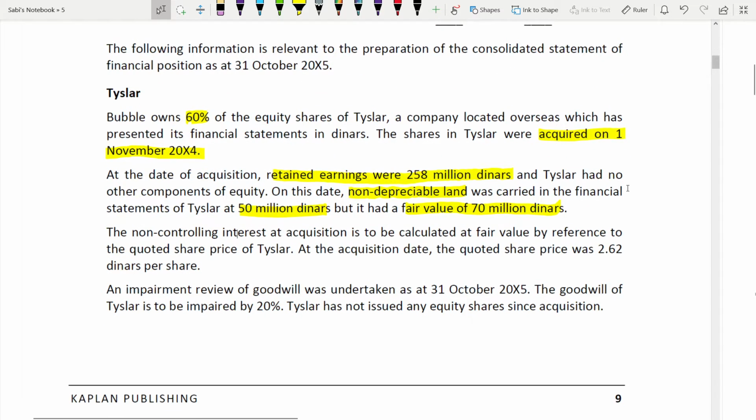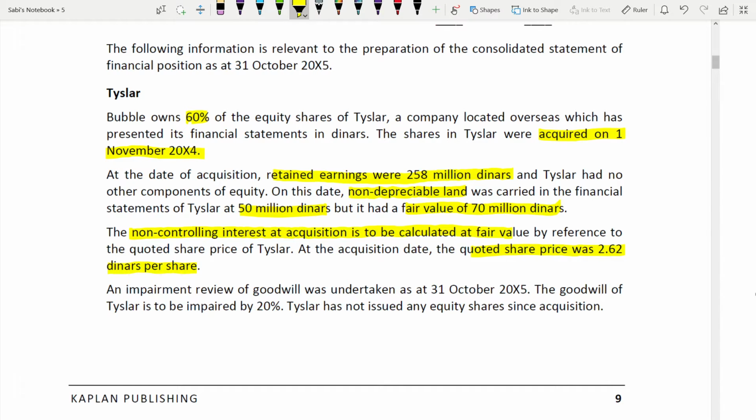Next, NCI at acquisition is to be calculated at fair value by reference to the quoted share price of Tesla. So NCI is at fair value. What is the fair value? Directly they didn't give you the fair value, but you have to calculate that fair value. The quoted share price was 2.62 dinars per share.